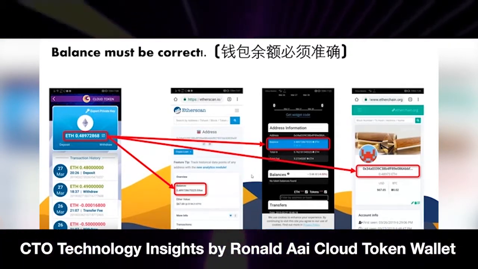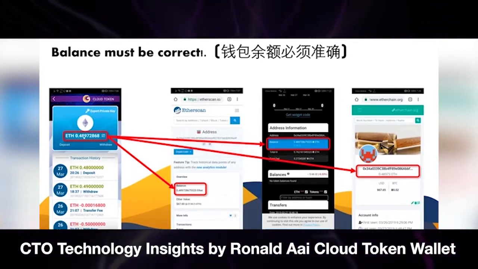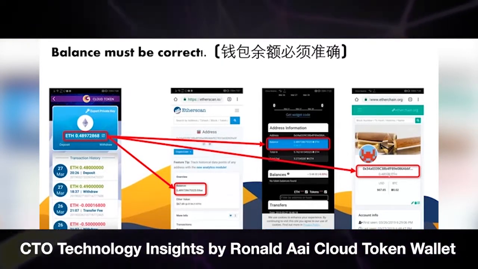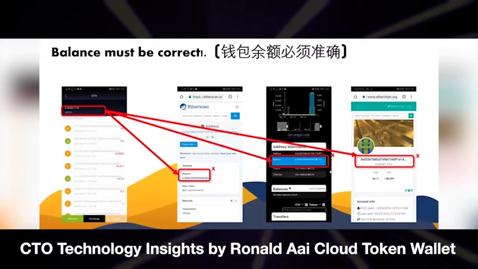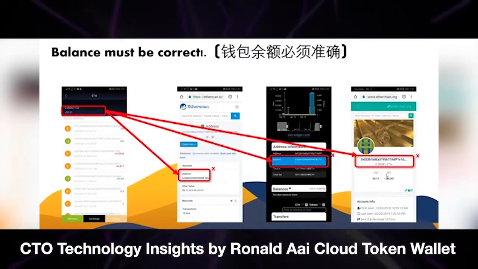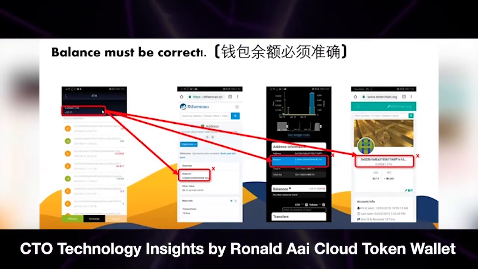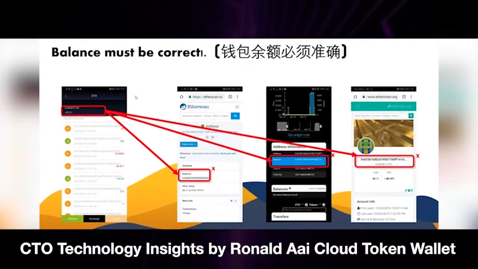Now you look at others. We know that this address's balance is actually on chain itself. But for some other centralized wallets, the balance is not the same, because what they show you is actually not on the chain, but from the database.